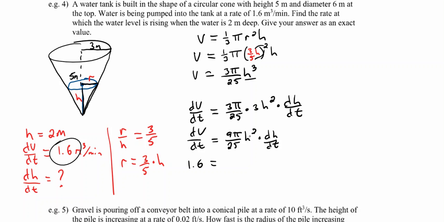And then if I throw in, what was that? 2, right? So that's going to be 9 pi over 25 times 2 squared. Why am I throwing a 2 in there? Yeah, this is the height I'm interested in, right? I want to know what the rate of change is at that height. So we're going to throw that 2 in now, right? Now we can do it because we know that number was changing. But we want to know the rate of change at that particular moment, right? So now I can throw it in. And then times dh/dt, and that's the thing we're looking for.